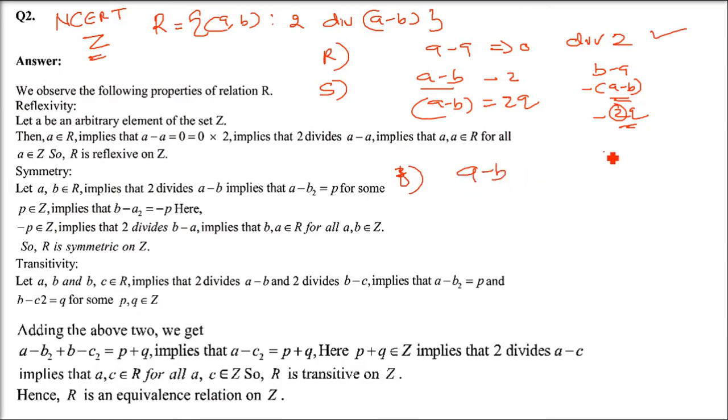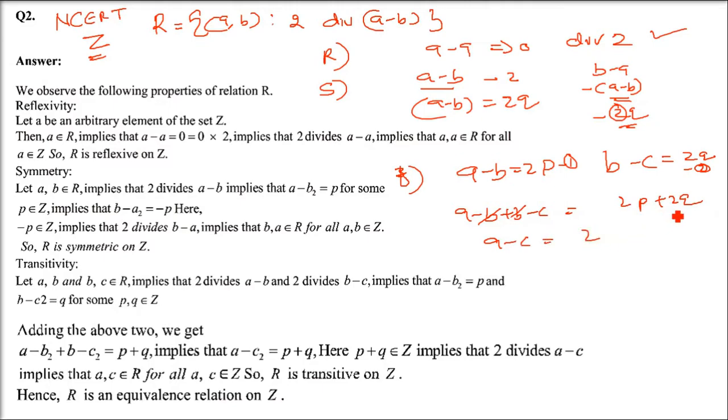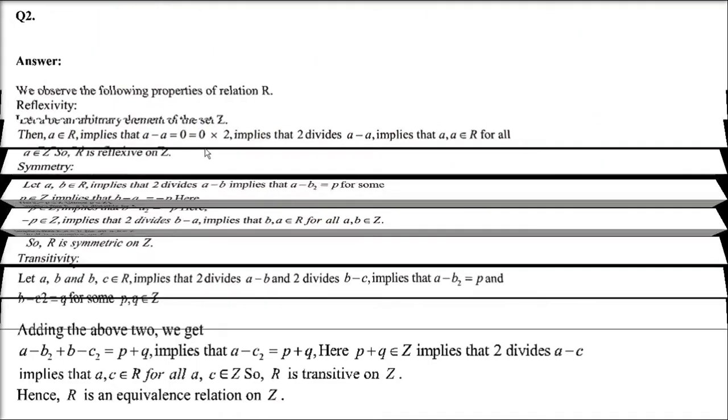Transitive means what? a minus b, b minus c. If it is divisible by 2, a minus b can be written as 2p, take any constant, it is up to you. b minus c I have taken as 2q. Now just add these two. a minus b plus b minus c is 2p plus 2q. This b cancels, you get a minus c. So you can take 2 common, p plus q inside, let it be some constant. So a minus c divided by 2 is some constant. So a minus c is divisible by 2. So it is transitive also.